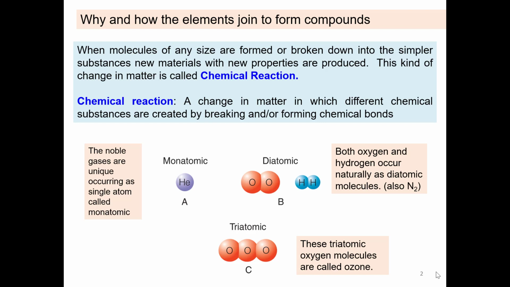Only the elements in the noble gases group occur as single atoms. They are called monatomic. For example, we had helium in this case. Also, there are diatomic molecules like oxygen and hydrogen, which occur naturally. Also, oxygen can occur as a triatomic, in which 3 oxygens join to form ozone.